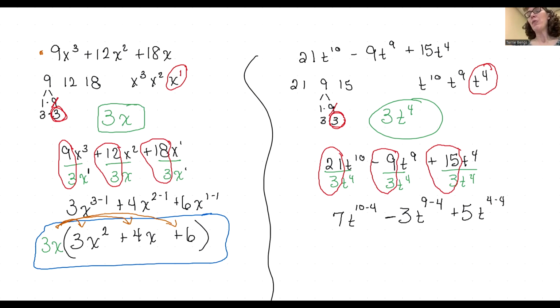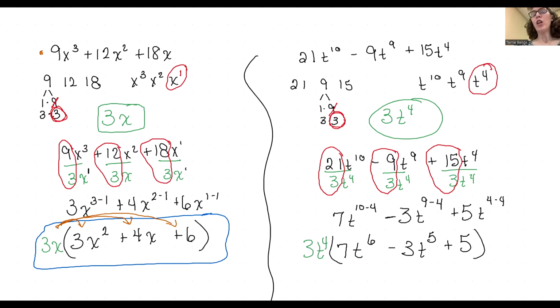All right, let's do some simplifying. So we have 7t, and then 10 minus 4 is 6. Minus 3t, 9 minus 4 is 5. Plus 5t, and 4 minus 4 is 0. And again, because it's a 0 power, we can just erase that variable and the 0. So now to our last thing, we'll put parentheses around what we just found. And we cannot forget that we had a greatest common factor that we pulled out. So we're going to put that right there next to it. And now we have completely factored our original problem.